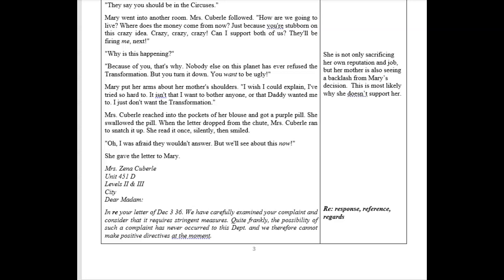Mrs. Kuberl reached into the pocket of her blouse and got a purple pill. She swallowed the pill. When the letter dropped from the chute, Mrs.